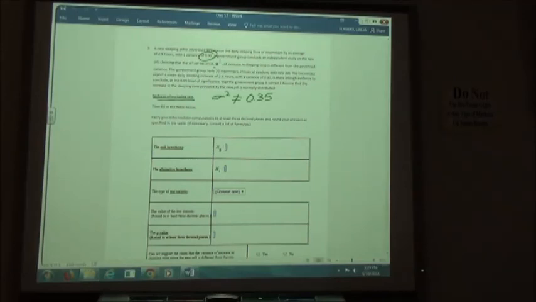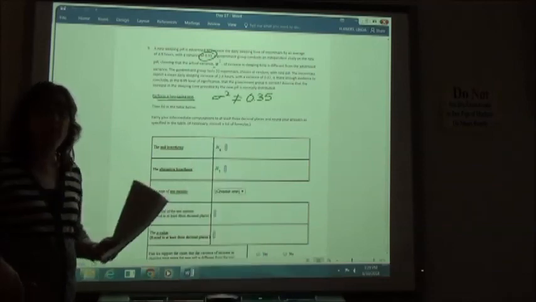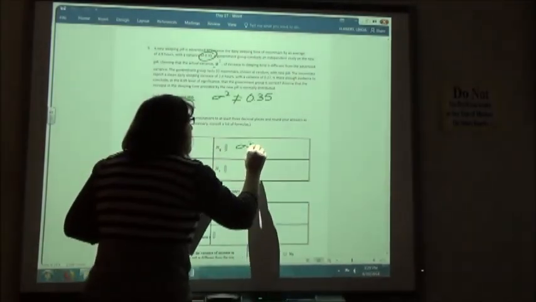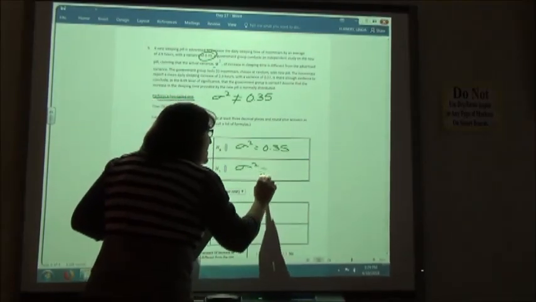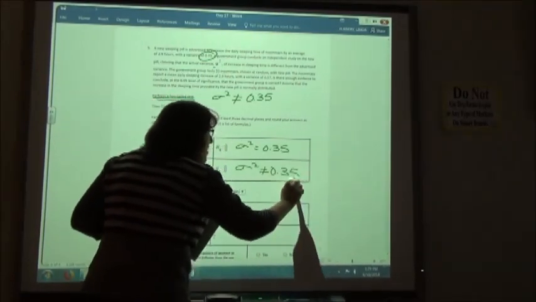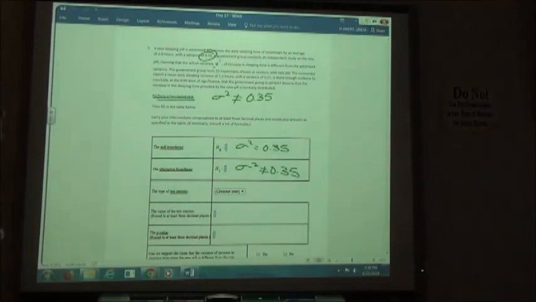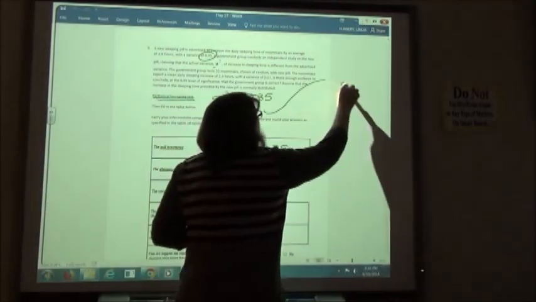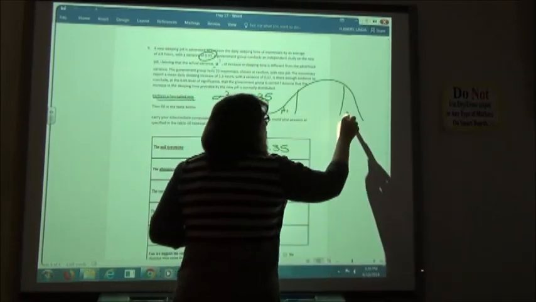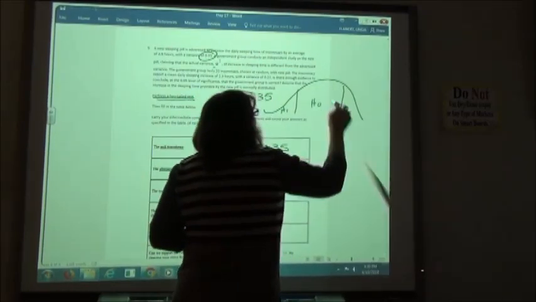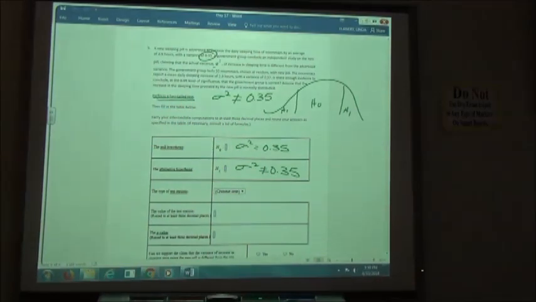So again, when I pick out where does that go, the equal has to go with the null. So is my variance equal to 35% or is my variance not equal to 35%? And again, this is a two-tailed test, so I'm going to have my H1s on both ends and my H0, my null, in the middle.